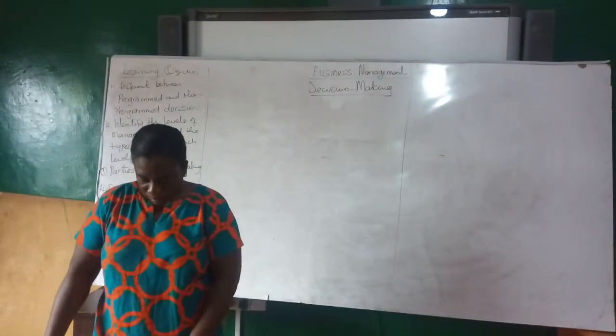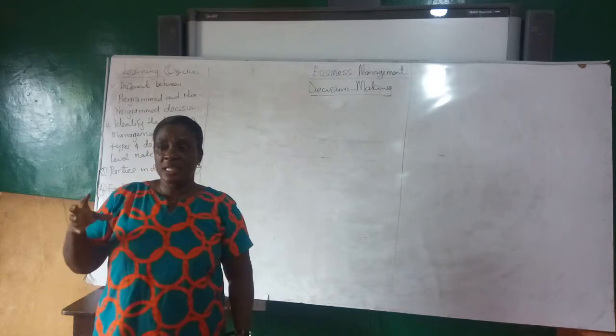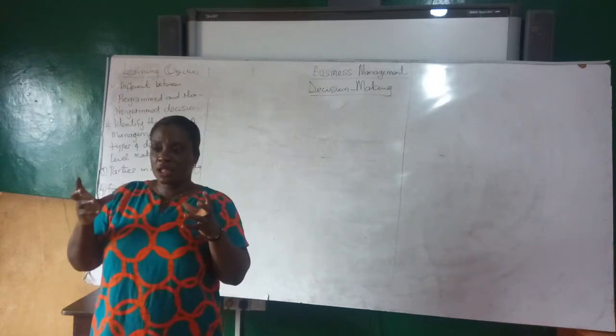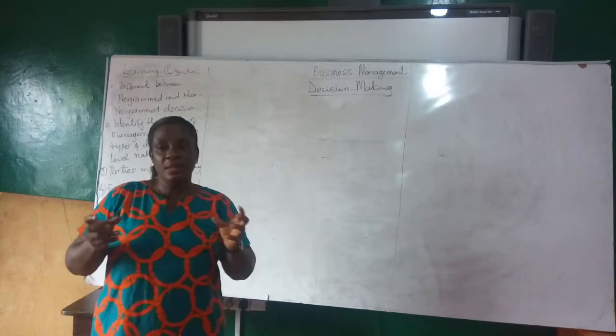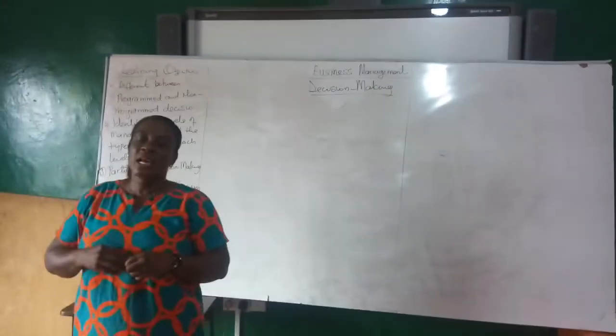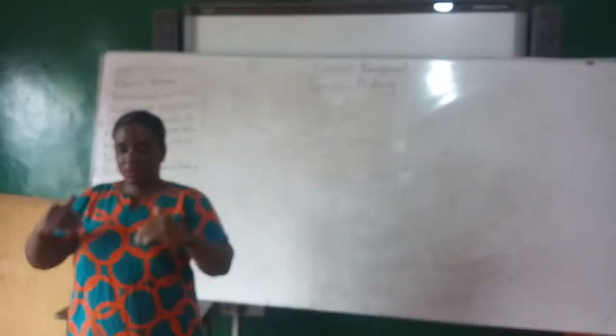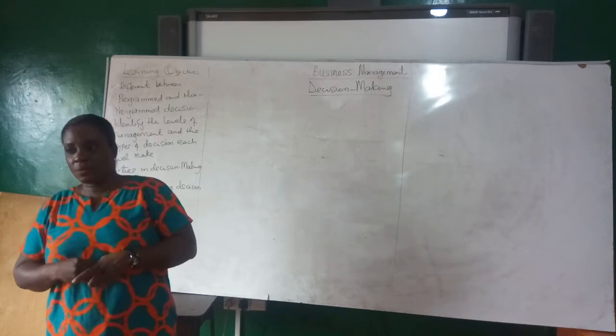personnel there. Then we come to the tactical decision. These are made by the middle management. That's the production, the personnel, and marketing managers. Then we have the operational decisions. They are made by the supervisors. They come down to that level, and it's short term.